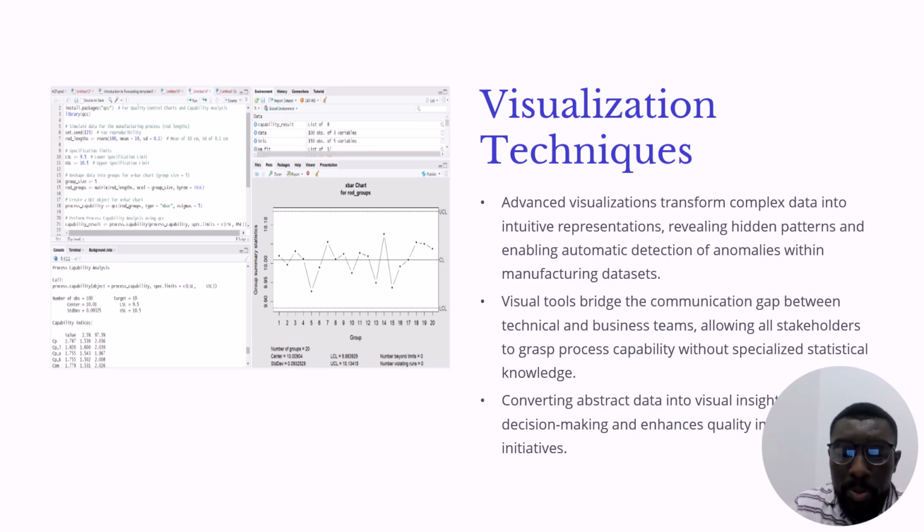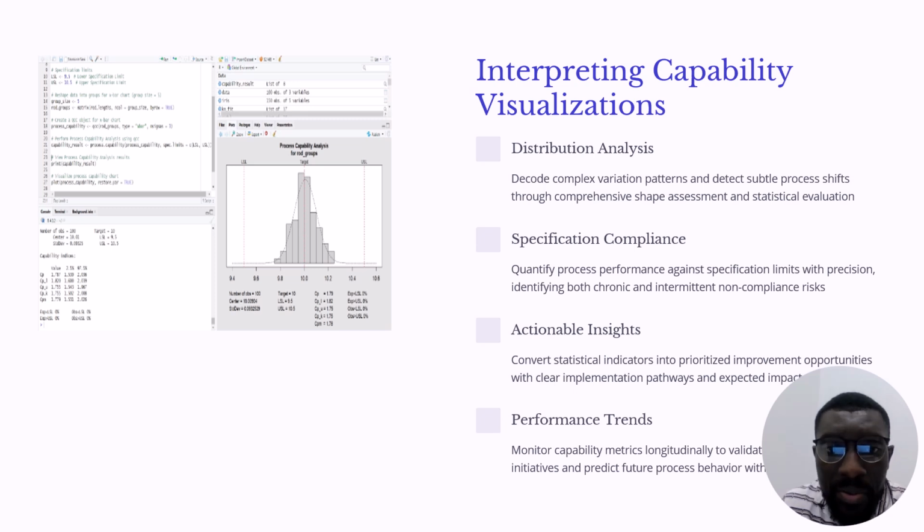And then here we have the process capability analysis, where we have the target, and as you can see we have a normal distribution, which means that our data set was actually normal, which is a good indication. And also we have the lower specification limit and the upper specification limit. So basically the distribution analysis decodes the complex variation patterns and detects process shift through comprehensive statistical evaluation.